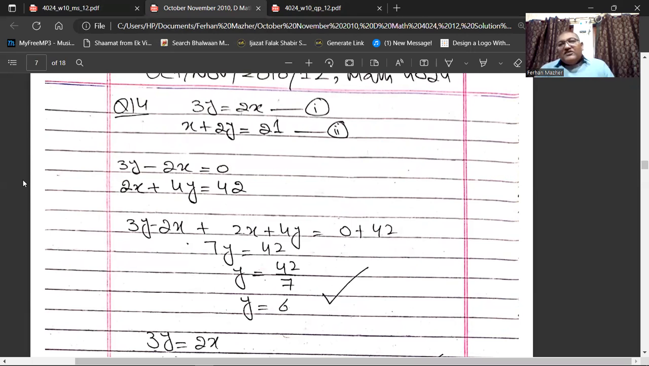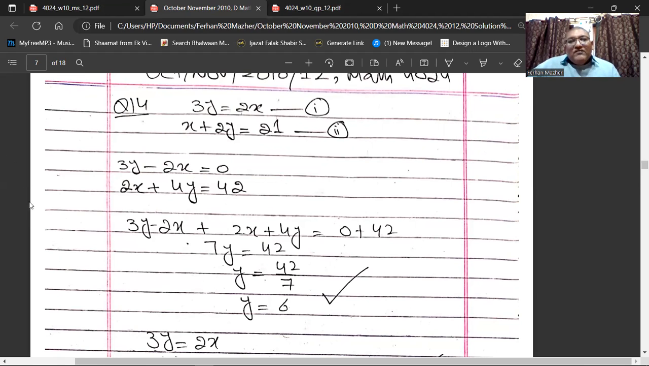So I will rearrange the first equation, so it will become 3y minus 2x equals 0. And the second equation, I'm going to multiply it by 2. So you will have 2x plus 4y equals 42. Just add these two equations first, and x will be eliminated. 3y minus 2x plus 2x plus 4y equals 0 plus 42. So 2x and minus 2x will be cancelled. So 3y plus 4y will be 7y equals 42. So y will be equal to 42 divided by 7. So y will be equal to 6.